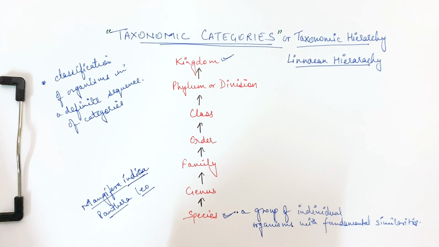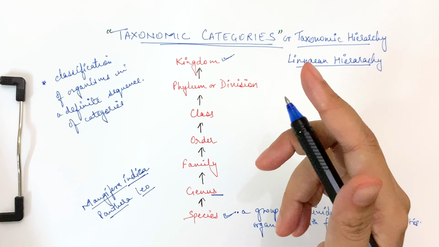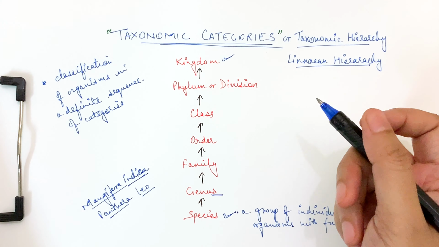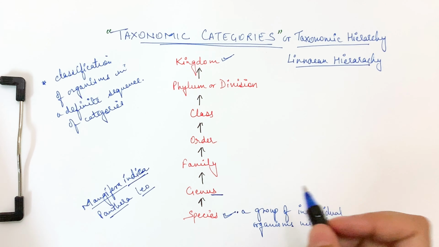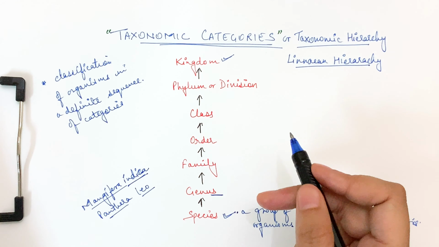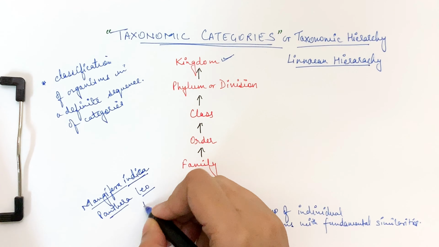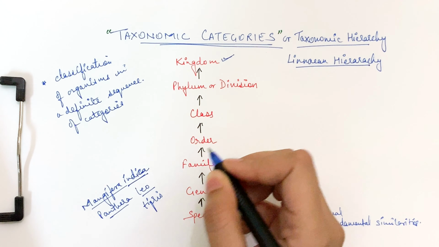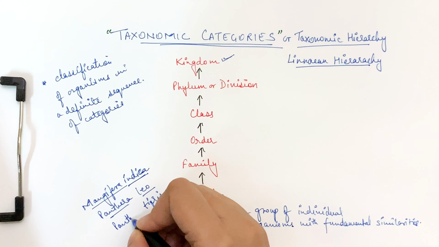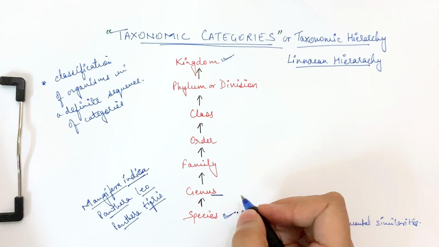Okay, now the next one is genus. One very important point about genus is each genus may have one or more than one species epithets representing different organisms, but they have morphological similarities. That means there are two different organisms with the same genus, but they have a lot of similarities morphologically. Okay, so say Panthera tigris, tiger, is another species with specific epithet tigris, and the genus is common for lion and tiger, that is Panthera.